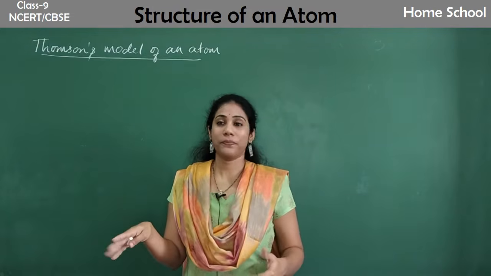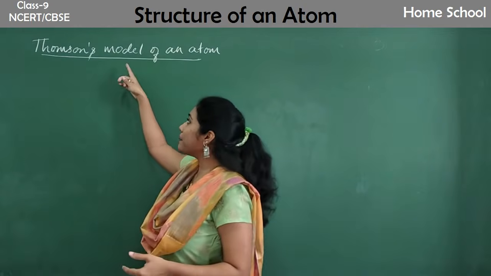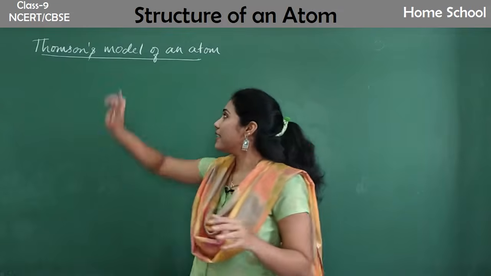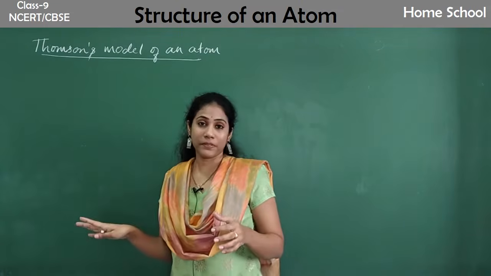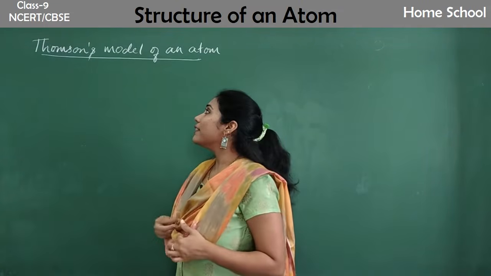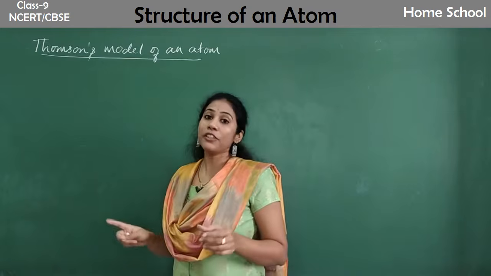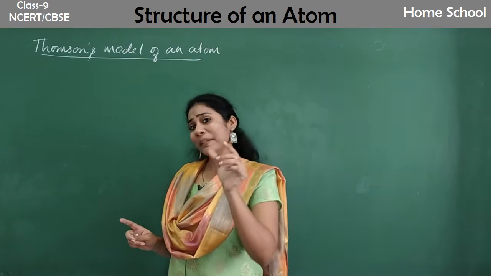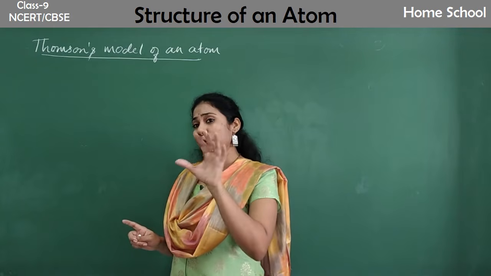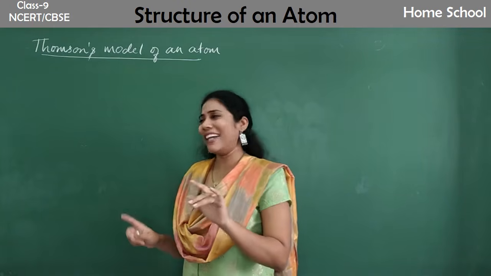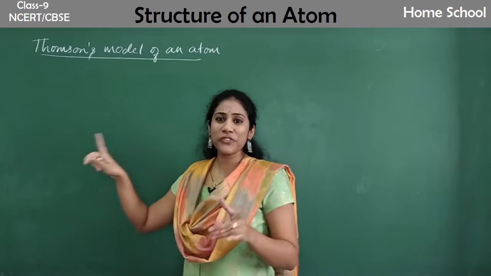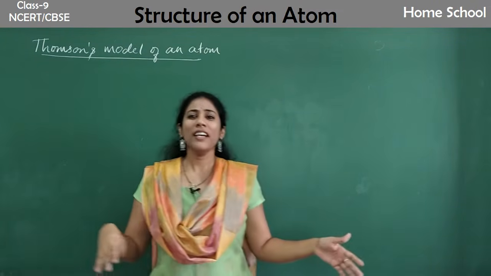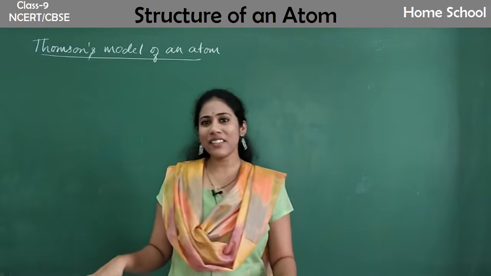going to discuss. Under that, the first person who explained the structure of the atom was J.J. Thomson. J.J. Thomson told that the atom has mainly protons and electrons. Actually, during the time of J.J. Thomson, neutrons were not yet discovered. Neutrons were discovered later, in the 19th century.